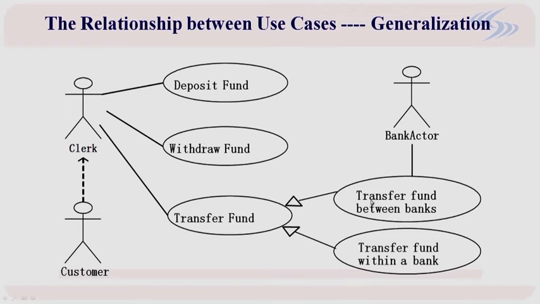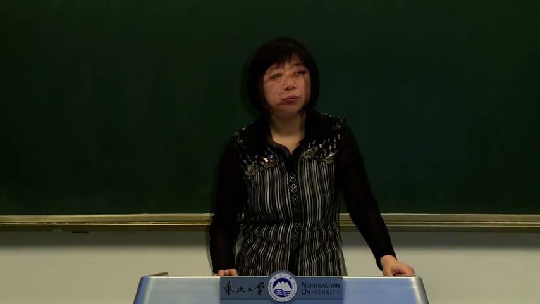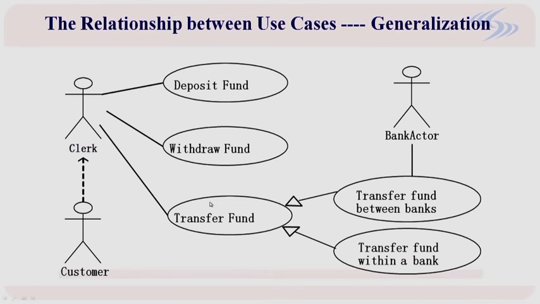But basically, both of these two use cases are kind of transfer fund. So the relationship among these three use cases is generalization. That means transfer fund is the base use case, and transfer fund between banks and transfer fund within a bank are derived use cases. So we use a hollow diamond pointing to the base use case.